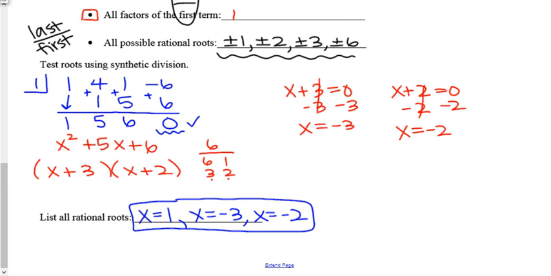You're always looking for 0 as your remainder when you do the synthetic division, trying to get all the rational roots. And also, you're just trying to bring it down to a quadratic. You're trying to bring it down to this step right here so that you can jump into your factoring or quadratic formula or whatever you need to do. All right, let's go ahead and move on to the next target.